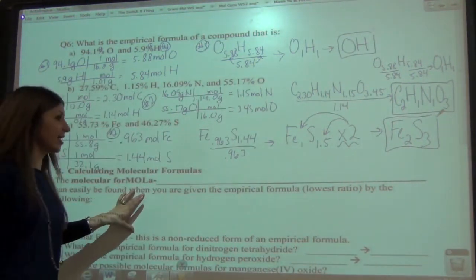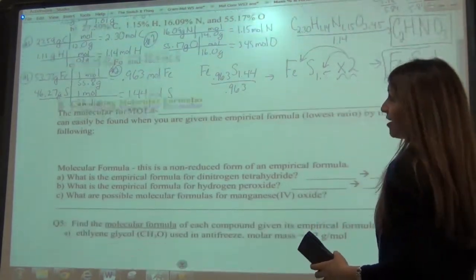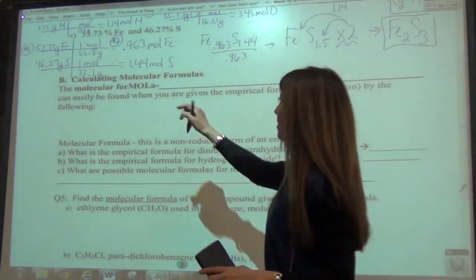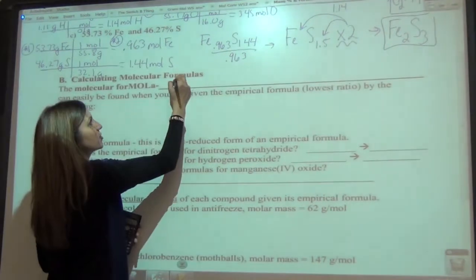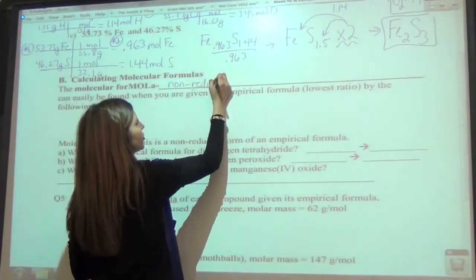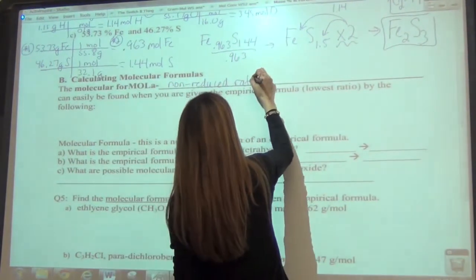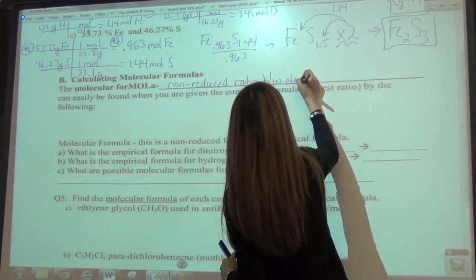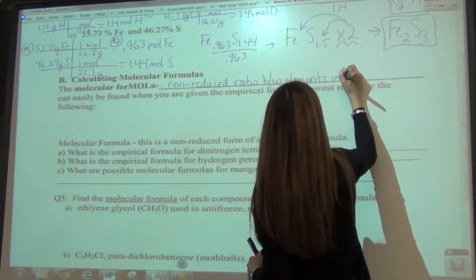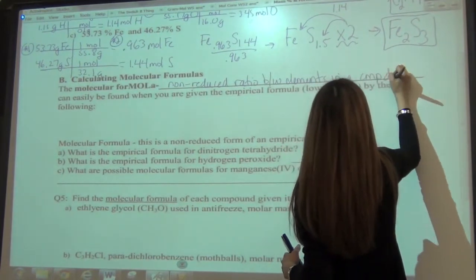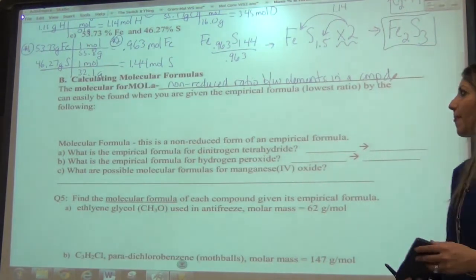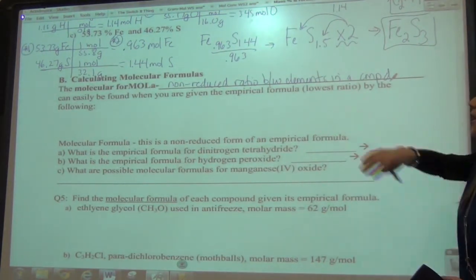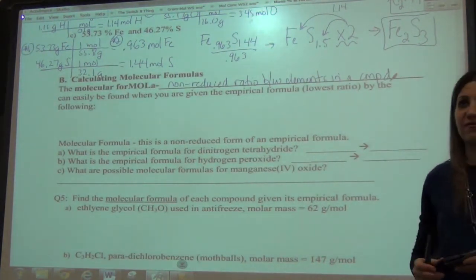All right, last thing is calculating molecular formulas. So again, the molecular formula is the non-reduced ratio between elements in a compound. So the other one was the reduced form. Now we've got the non-reduced form. This can easily be found when you're given the empirical formula by using the following.